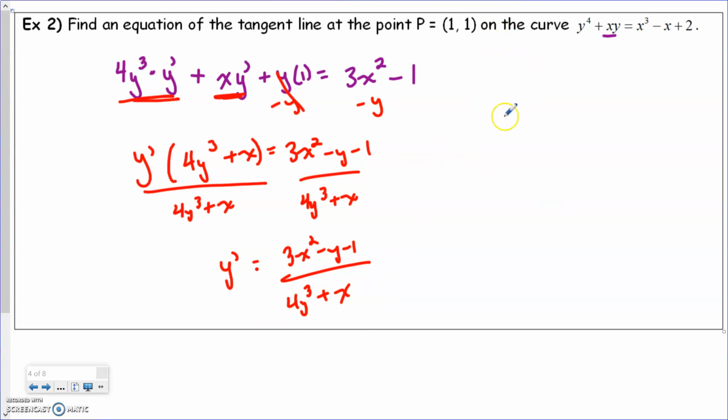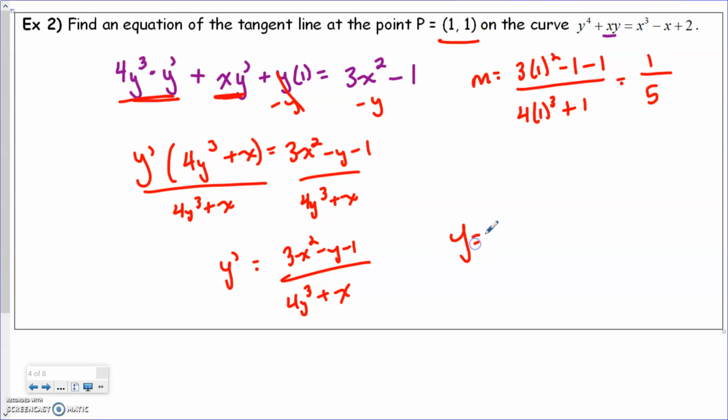Okay, now at (1, 1), we're going to find the slope by plugging in 1. So I have 3 times 1 squared minus 1 over 4 times 1 to the third plus 1. So 3 minus 1 is 1, and 4 plus 1 is 5. So our slope is 1/5. We have our point. Write your tangent line.